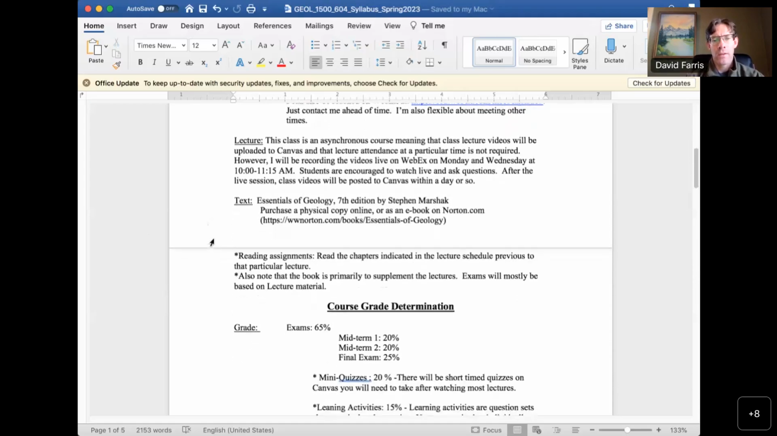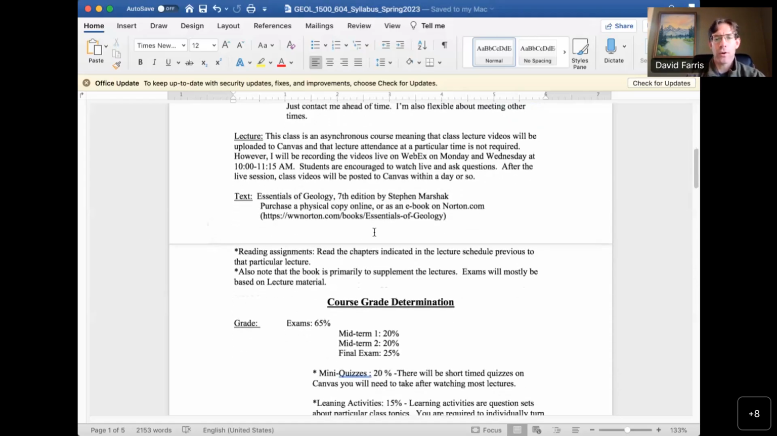There's a textbook associated with the course, The Essentials of Geology, 7th edition by Stephen Marshak. You can get a physical copy if you like that. There's also an ebook available, somewhat cheaper. All the material in the course is going to be present in the PowerPoint lecture slides and the lecture videos, but the various topics are keyed into the book, and the book provides another avenue for understanding this material. So I think it's useful in that regard.